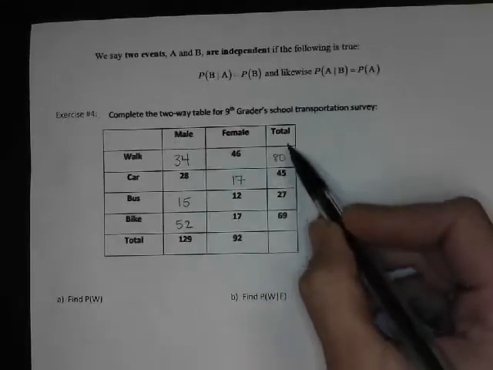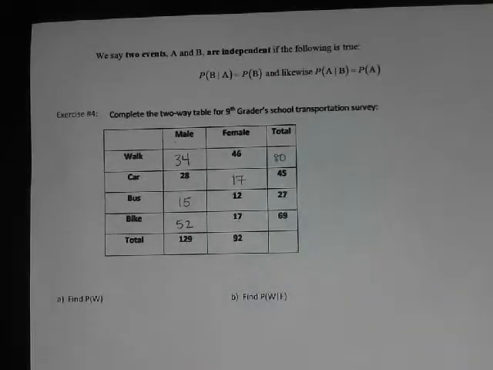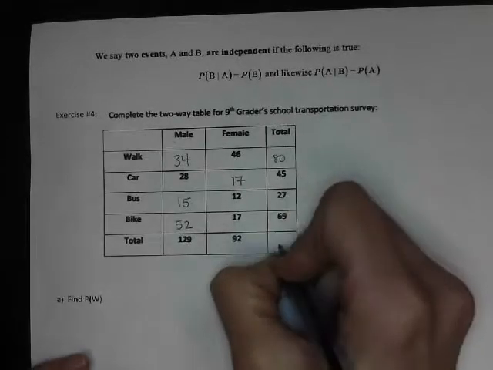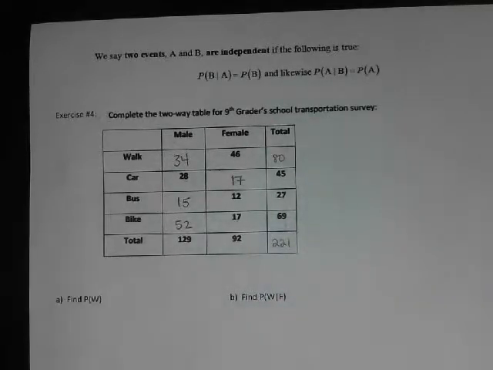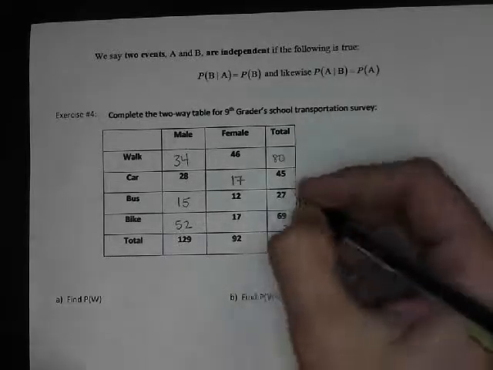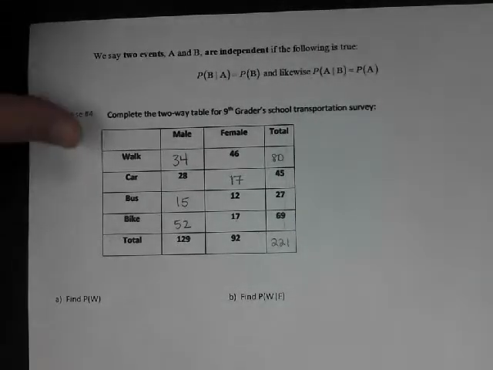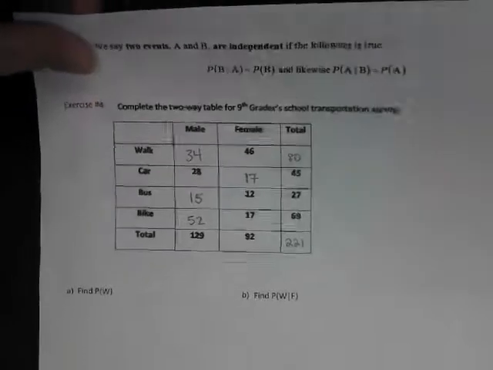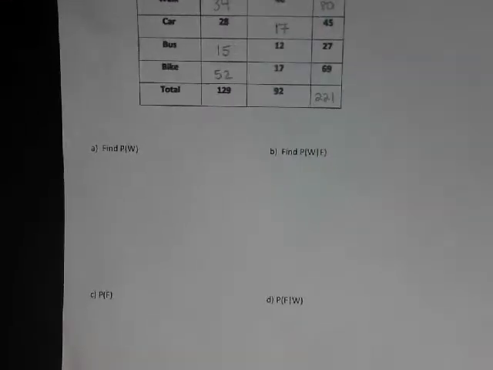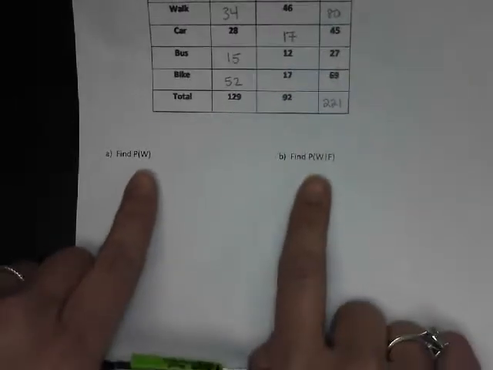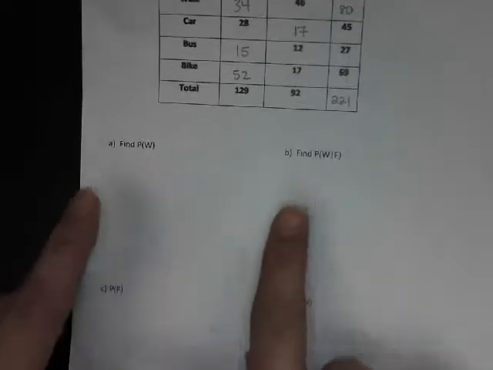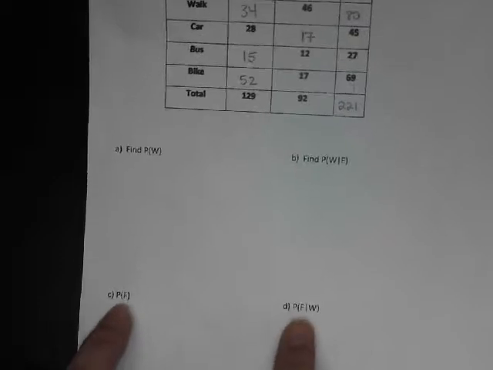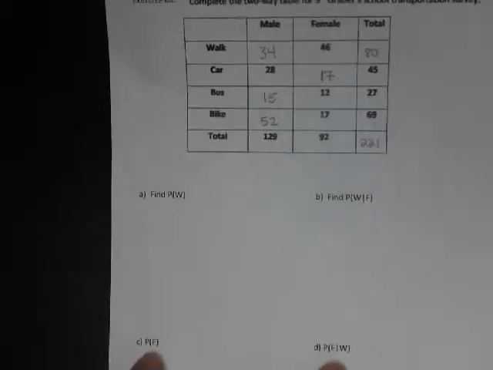And then our grand total, whether you add vertically or horizontally, should be the same. 221 if I add horizontally, and you just might want to double check that 80 plus 45 plus 27 plus 69 is also 221, which it is. And then we will use this table to answer the following probability questions to check for independence or not. Did the probability of W change? And here, did the probability of F change?